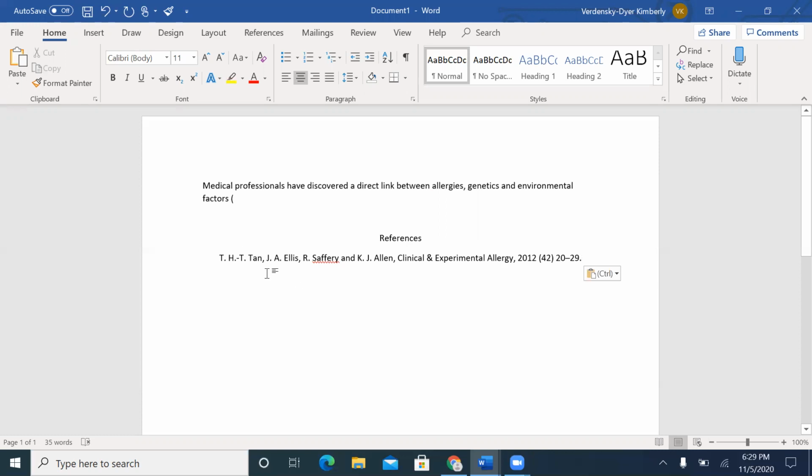However, I now have the author's names readily available. So I'm going to enter their names: Tan, Ellis, Safri, and I'm going to use the ampersand, Allen. Remember, if we have more than 4, we would cite that as an et al. entry. So just to give us a notation of examples for in-text citation.